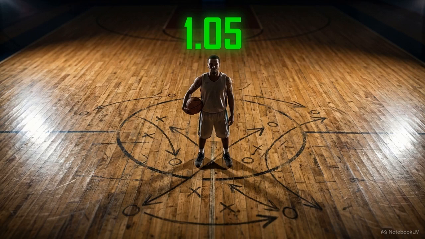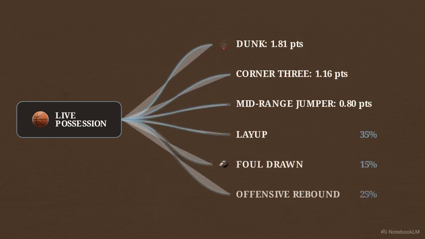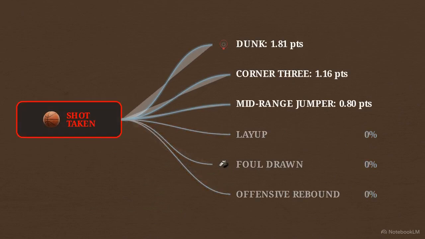We usually think about the expected point value of a shot, but we ignore the hidden penalty of taking a jumper too early in the shot clock. Look at this decision tree of a live possession. The exact moment a player decides to shoot, every other potential outcome on the floor, a layup, a foul drawn, an offensive rebound, instantaneously collapses to a 0% probability.